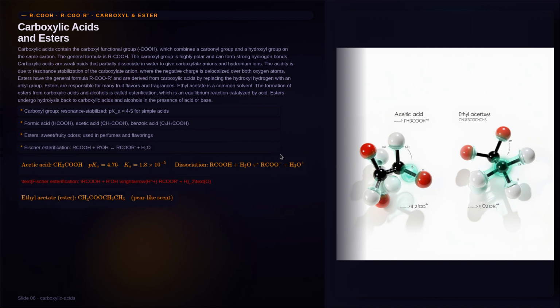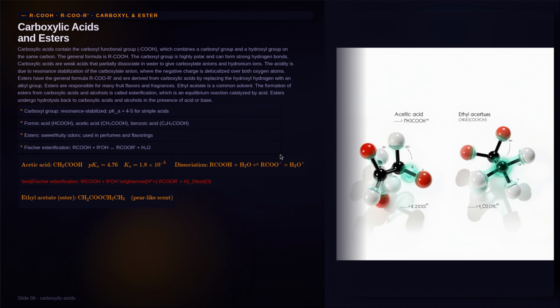Carboxylic acids contain the carboxyl functional group, which combines a carbonyl group and a hydroxyl group on the same carbon. The general formula is RCOOH. The carboxyl group is highly polar and can form strong hydrogen bonds. Carboxylic acids are weak acids that partially dissociate in water to give carboxylate anions and hydronium ions. The acidity is due to resonance stabilization of the carboxylate anion, where the negative charge is delocalized over both oxygen atoms.